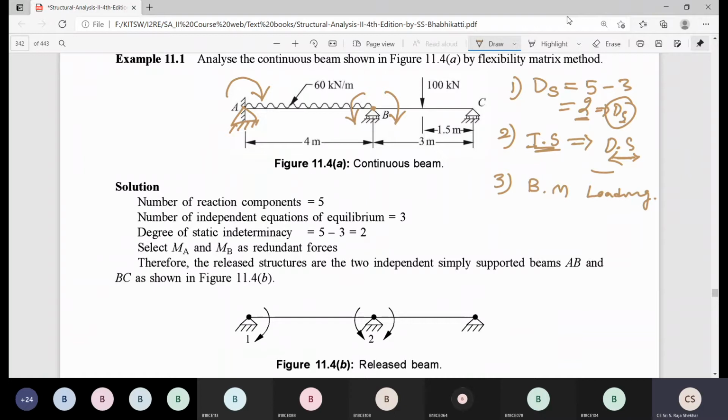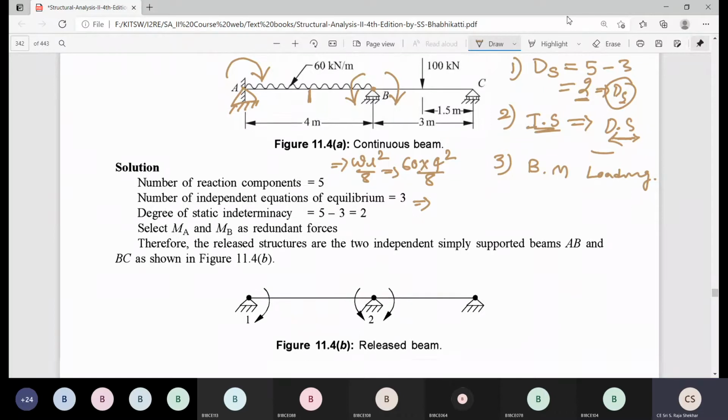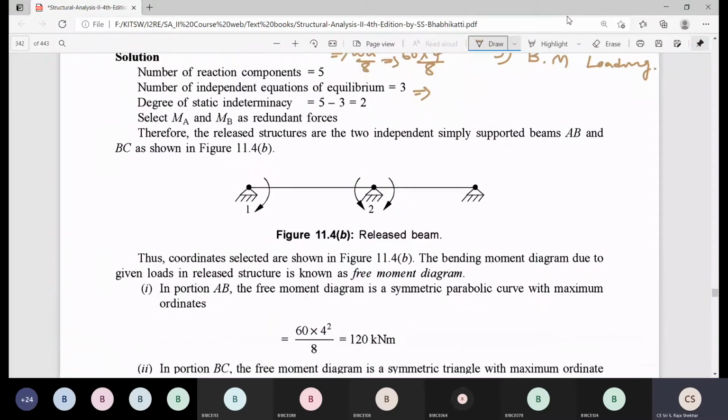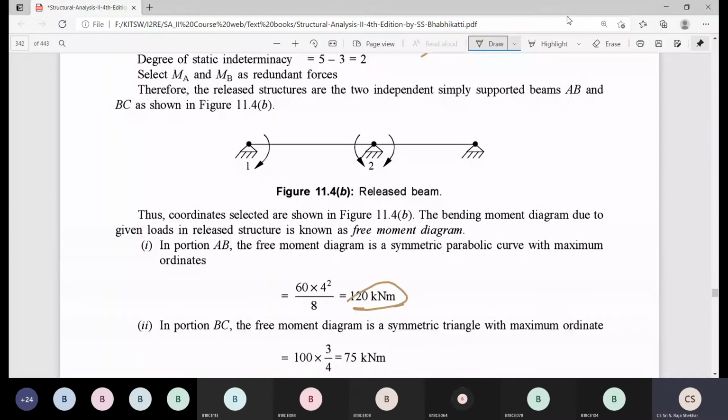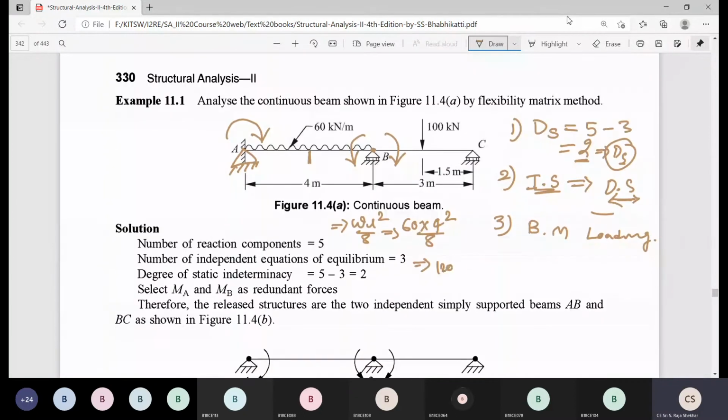So this is the uniform distributed load. For the uniform distributed load, the bending moment is maximum at the center. The formula for the maximum bending moment is WL square by 8. So W is 60, L value 4, L square by 8. If you substitute it, you will get the maximum bending moment of 120 kilonewton meter at the center. So this is the bending moment due to applied load.